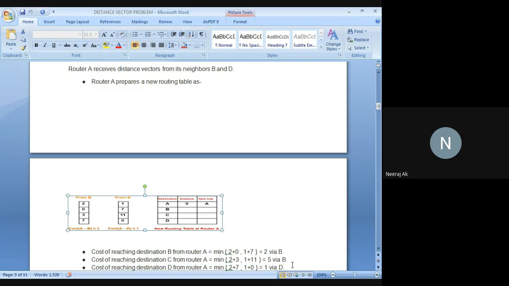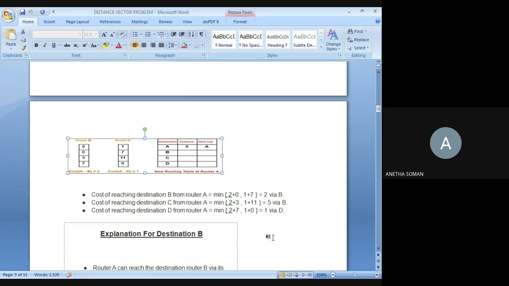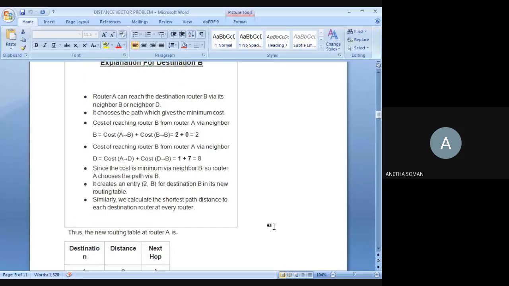So I have found out the values. If I want to reach B, it is 2 via B; C, it is 5 via B; and D, 1 via D. So this is the initial calculation for router A. Similarly, you write it down for router B. You can also write the new routing table on the side, the new routing table at router A.